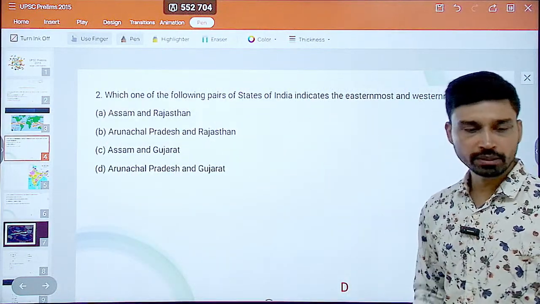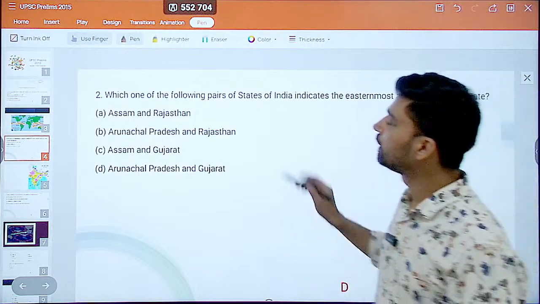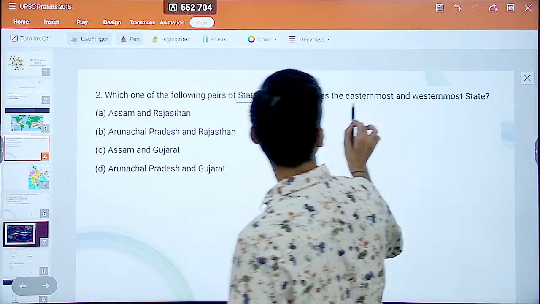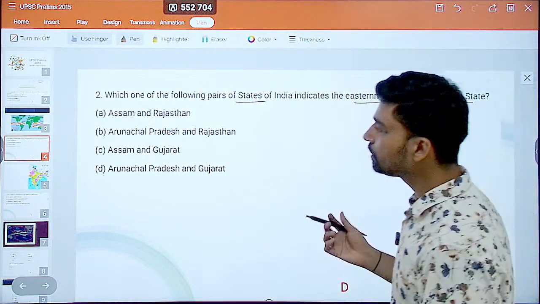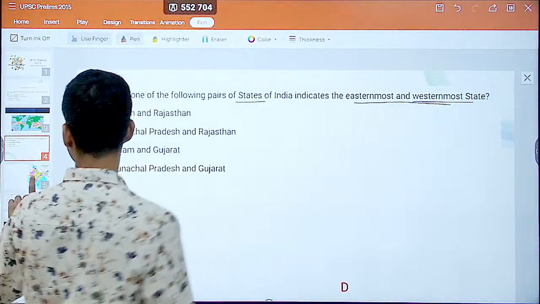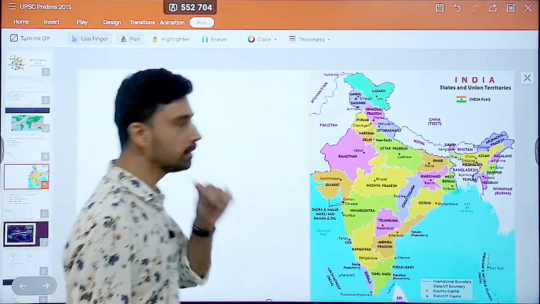Again, the question is from Indian geography, where it has been asked: which one of the following pairs of states of India indicates the easternmost and the westernmost state? That means this is something you can understand and answer if you have studied the map of India properly.